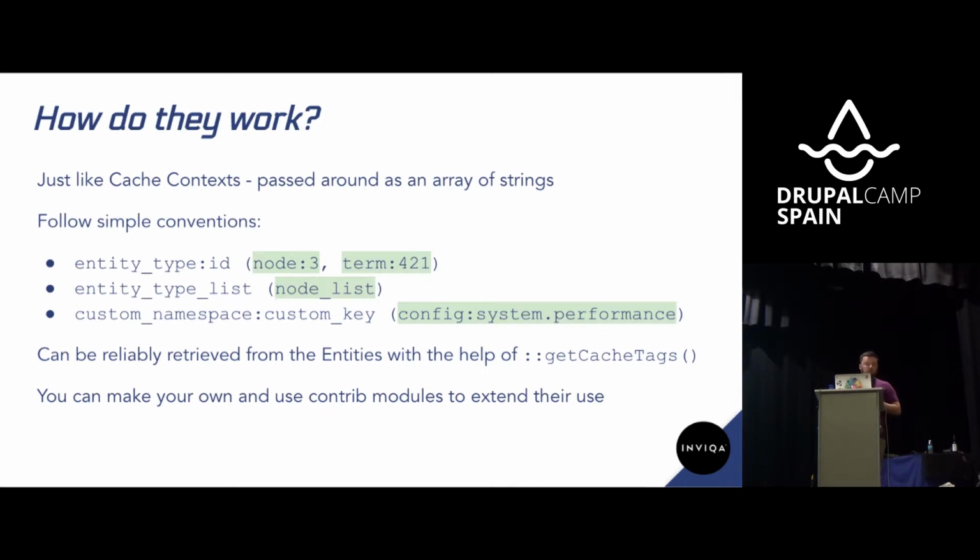And they can be pretty reliably retrieved from pretty much all the entities that exist in Drupal with the help of the getCacheTags helper. And you can easily make your own cache tags because, again, it's just a string that follows a specific naming convention. Even more, there are contrib modules that help you to extend the use of your own custom tags as well. For example, there is, I don't remember the actual name, a module for views that allows you to make your view cache be cleared upon clearing specific cache tags. So you have a nice field in your view to enter custom cache tags. We use it with quite a bit of success.